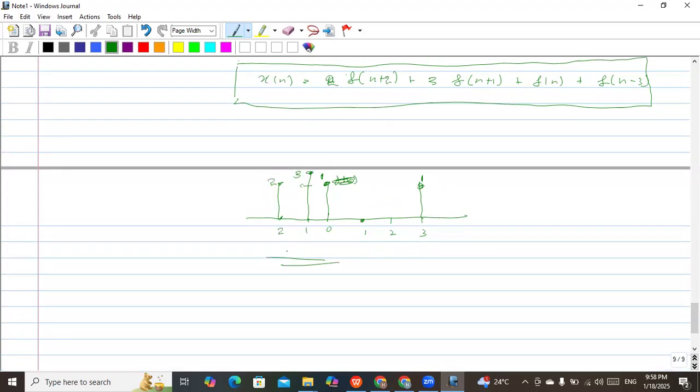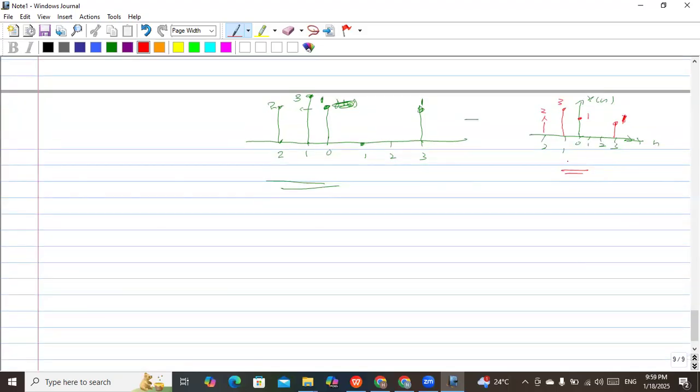So this is x[n] with respect to n. I have 0, 1, 2, 3. At 2 I have 2, at 1 I have 3, at 0 I have 1, at 3 I have 1. So this is the given signal. Now I need to find the Fourier transform of this x[n], that means I need to convert this n into omega.